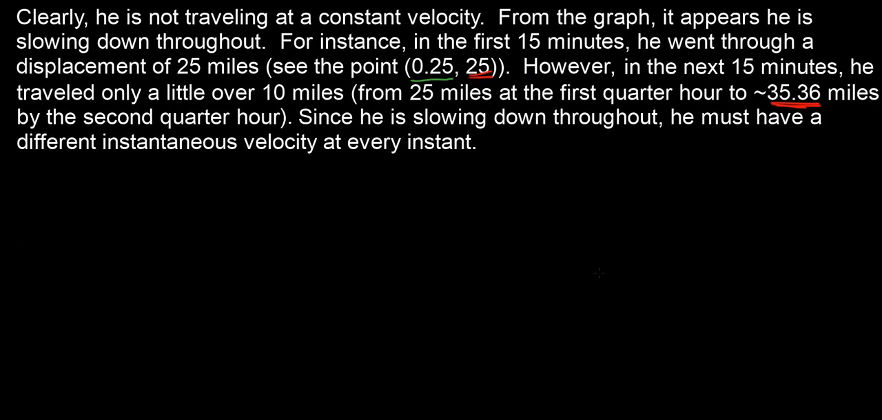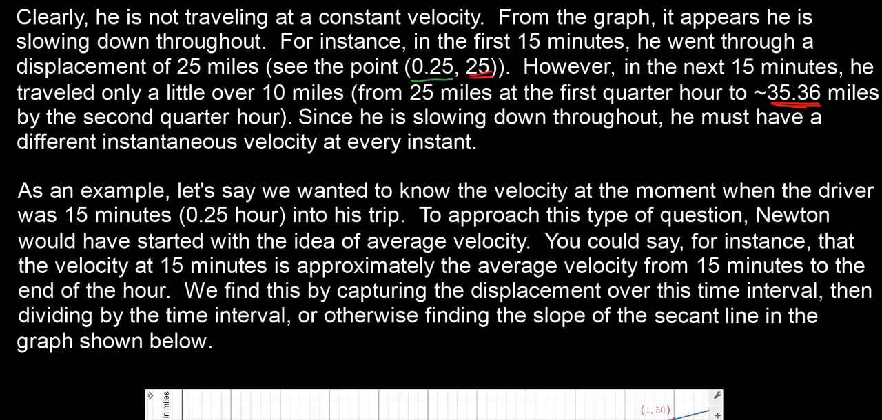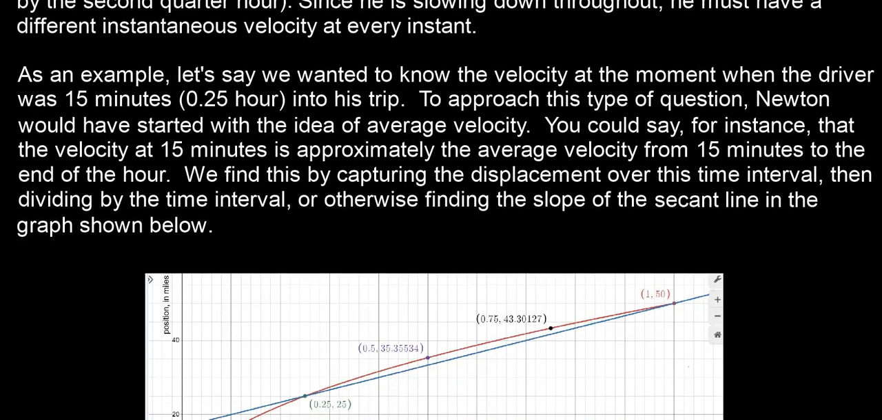So the logic would indicate that we know his average velocity is generally not equal to his velocity at an instant. And he's likely to have a different instantaneous velocity at any instant that we measure it. So how do we measure it? Here's Newton's approach and the approach that we will take.